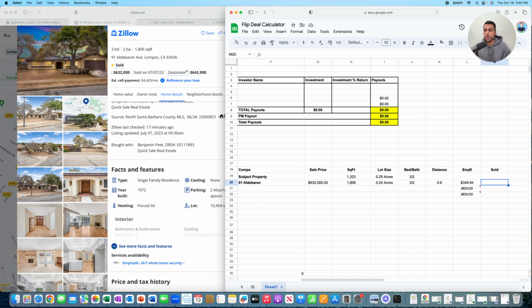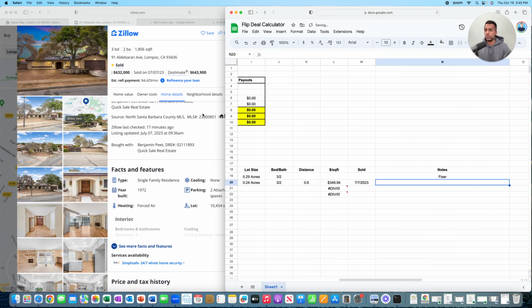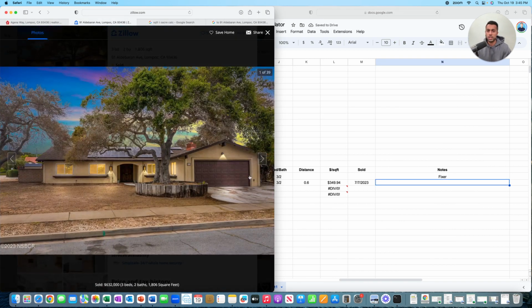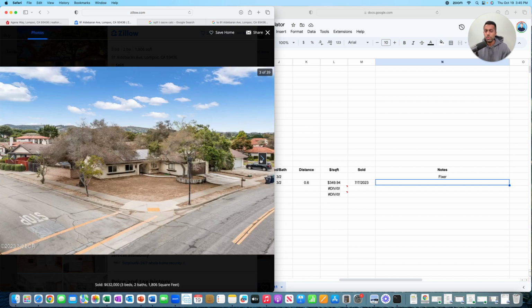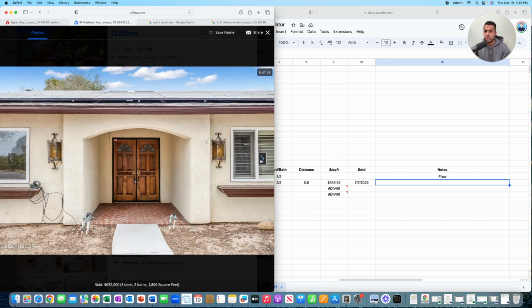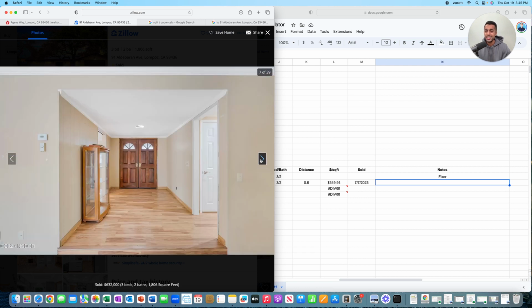So, cool. We're going to go sold, 7/7/2023, and then notes. So, let's check out the pictures. Looks like a nice property. Looks well manicured, nice tree. Garage looks good. It's a little old, right?